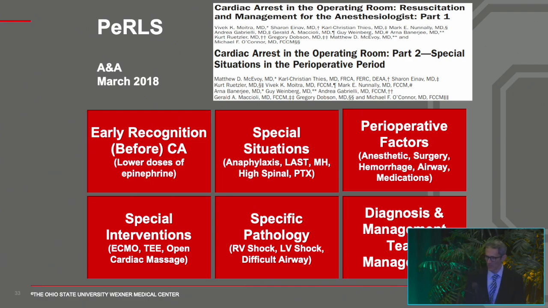They talk about specific situations like LAST, MH, high spinals, pneumothoraces, anaphylaxis, all the stuff that we see more than other people would. Perioperative factors like the anesthetic, the surgery, bleeding, airway issues, like making sure that if you do turn off the anesthetic, give fluid, and do all these other things that are likely helpful in a perioperative setting that were not going to be helpful in all comers. We have special interventions like ECMO, TEE, open cardiac massage, all those other things, and specific pathophysiologies. I already talked about the first case where the lady that I was taking care of probably had RV failure because of acidosis.